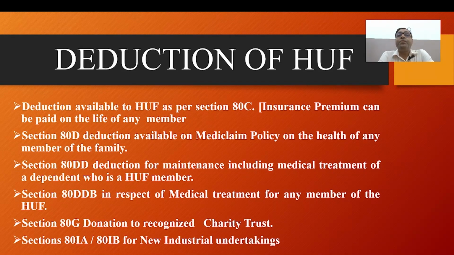An HUF can come to your rescue. You can claim an additional tax benefit of up to 25,000 on the health insurance premium paid during the year for HUF family members. If the person is a senior citizen, the limit goes to 50,000.